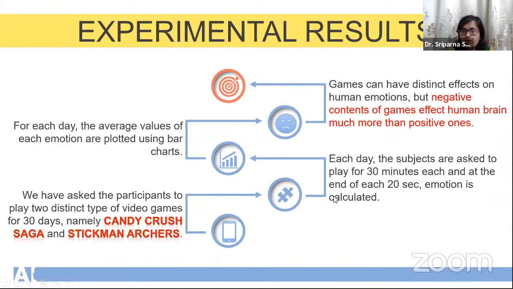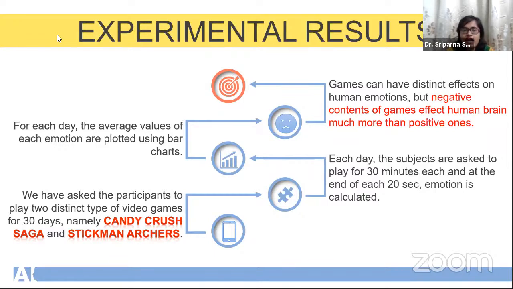For each of the two games, on each day, the subjects are playing for 30 days, and each day they play for 30 minutes. At intervals of every 20 seconds, the emotions are calculated. How are the emotions calculated? That is based on the hybrid architecture that has already been discussed. So each day, one particular subject plays for 30 minutes, for a duration of 30 days, and every 20 seconds, emotion is calculated.